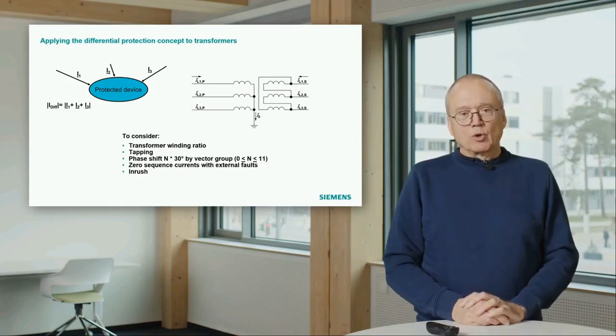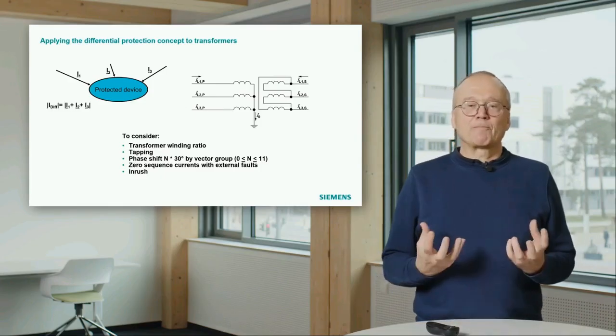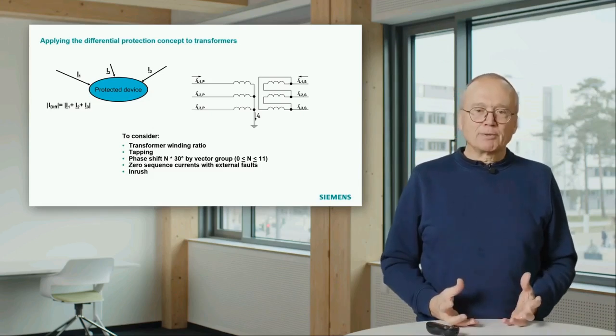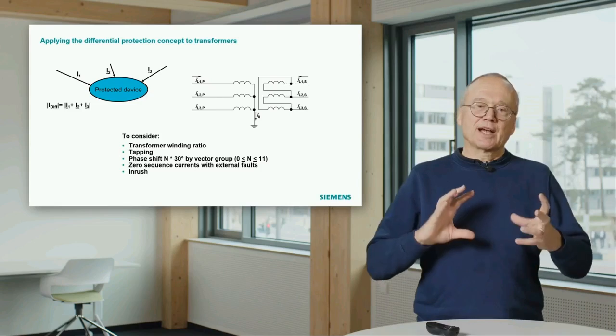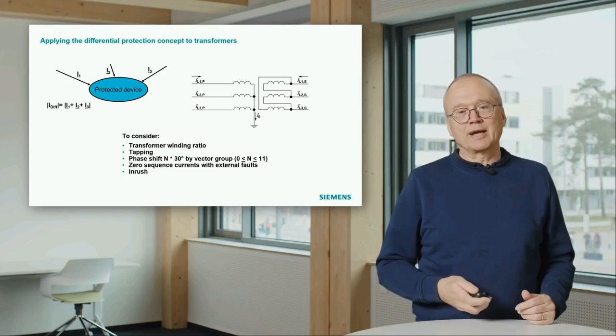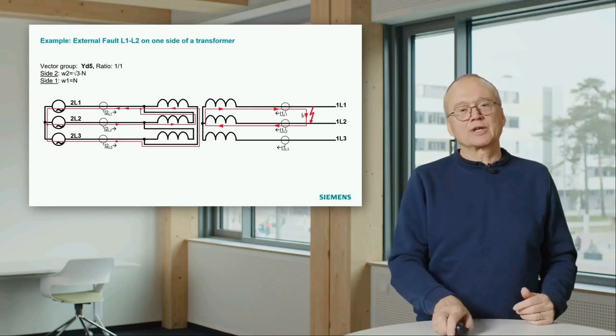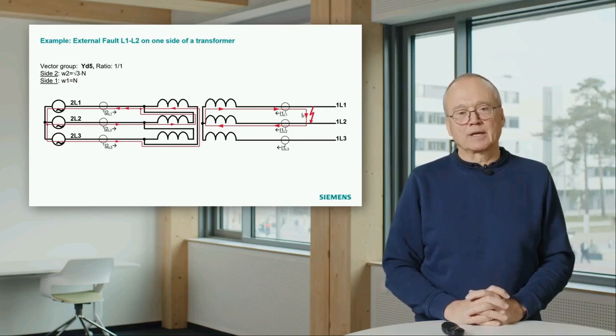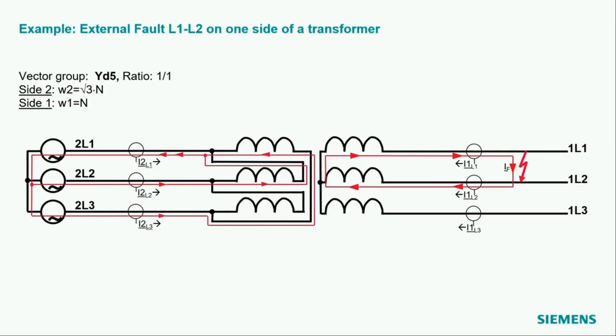But let's look a little bit more into this phase shift issue, and I would just like to give you an example which illustrates how this connection of windings influences the current flow. And for this, I would like to take this picture. You see here a delta star transformer. That means on the left side we have a delta connected winding, and on the right side we have a star connected winding. And we assume here that we have a phase-to-phase fault on the secondary side, as indicated here.